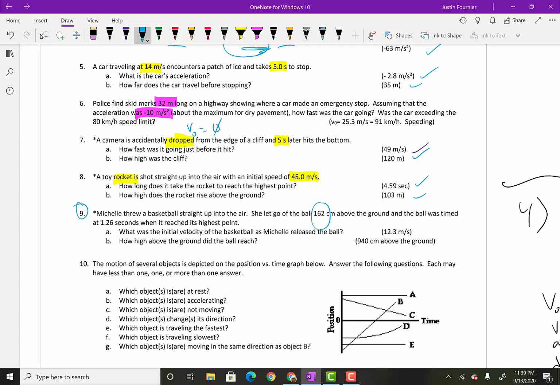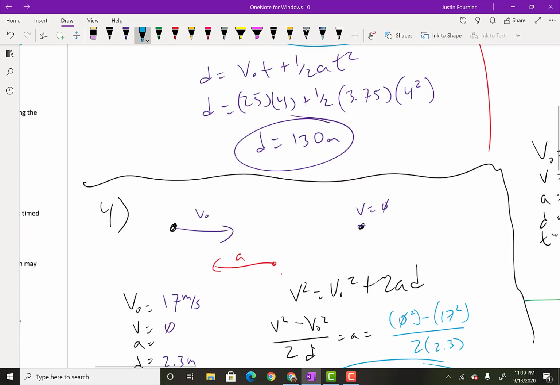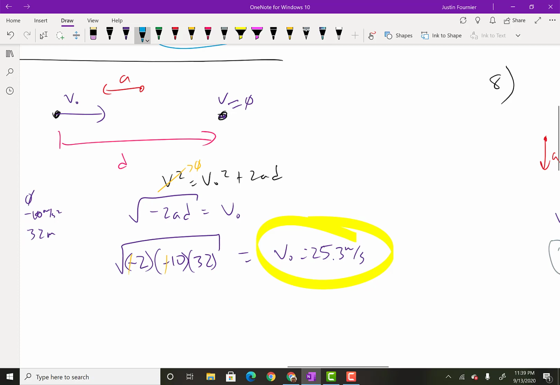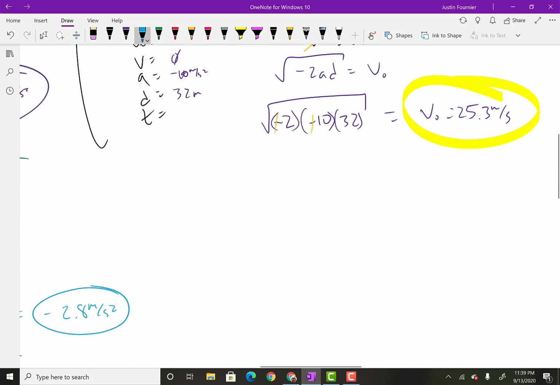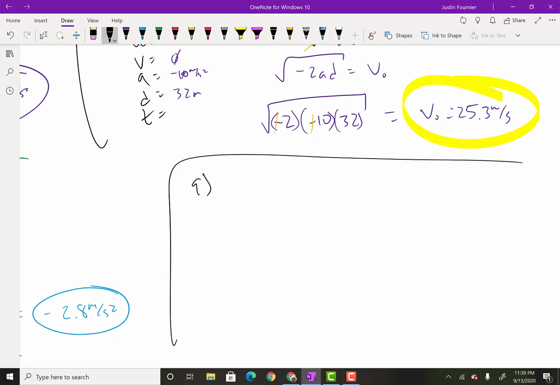So again, 162 centimeters and 1.26 seconds it took. This sounds familiar. Sounds like a throw the ball activity right there, right? So you got Michelle here, like you do. Just throw the ball up like that. It's going to be a green ball. There we go. Like that. So she throws it up, and there's going to be an acceleration, obviously, like that. She throws it up with some initial velocity. That's what we're trying to find out.